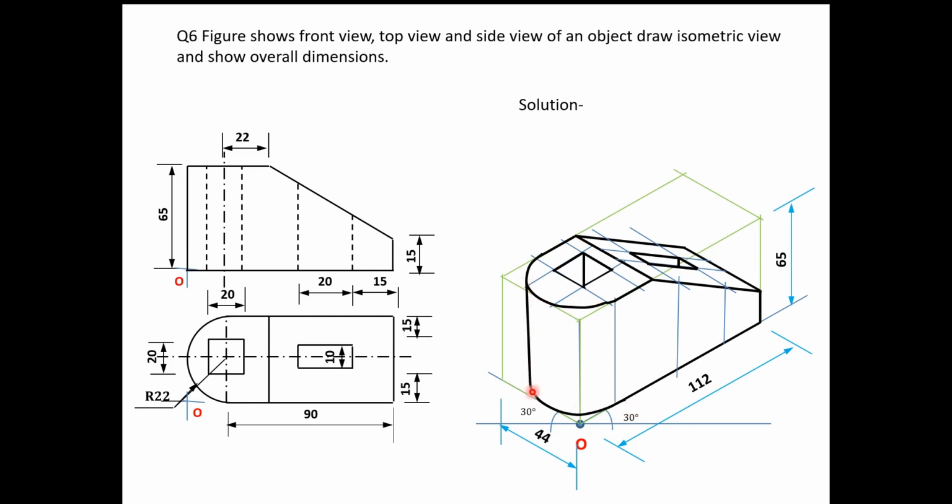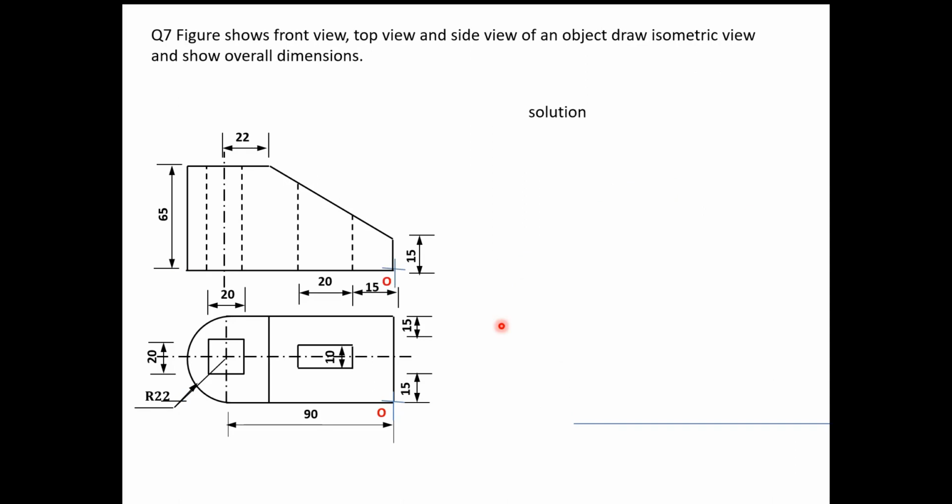Now last question, question number 7. Figure shows front view, top view and side view of an object. Draw isometric view and show overall dimensions. So here you can see the diagram is the same, but what is the difference? Origin is changed. Here origin is shifted to this side. So this is the front view and this is the top view.